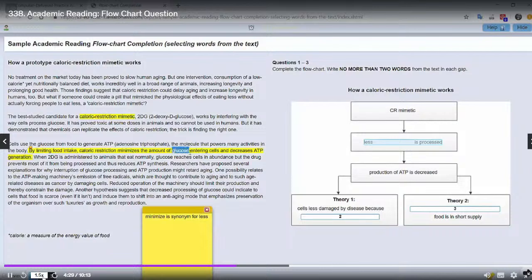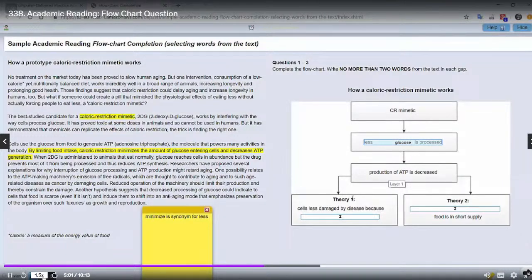If I want that as an answer choice, I can highlight it, press Control C for copy, and then Control V and paste the answer right there. That way we can avoid spelling mistakes. Next we have production of ATP is decreased, and that's right here, decreases ATP. So we have that part.